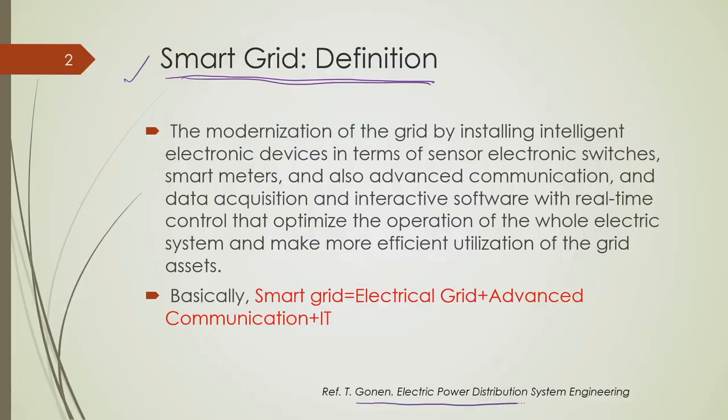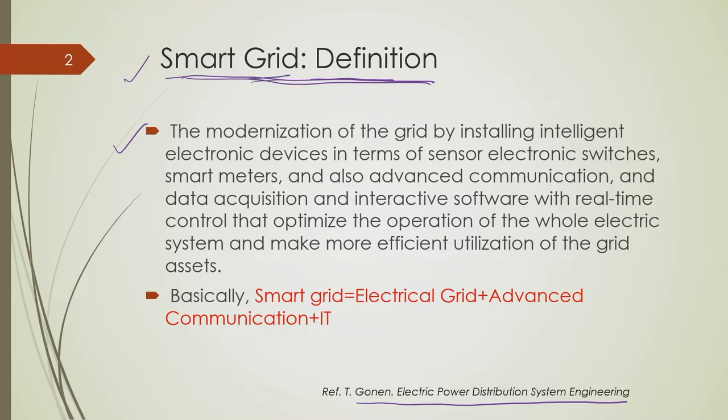Now, whatever I will discuss in this module, the source of my discussion is the Gonen book. I mentioned at the bottom the last chapter of this Gonen book, chapter 15. There you can find some definitions. In the first few pages you will find some definitions, and I will quote this definition word to word here. So, let us first give the definition of smart grid.